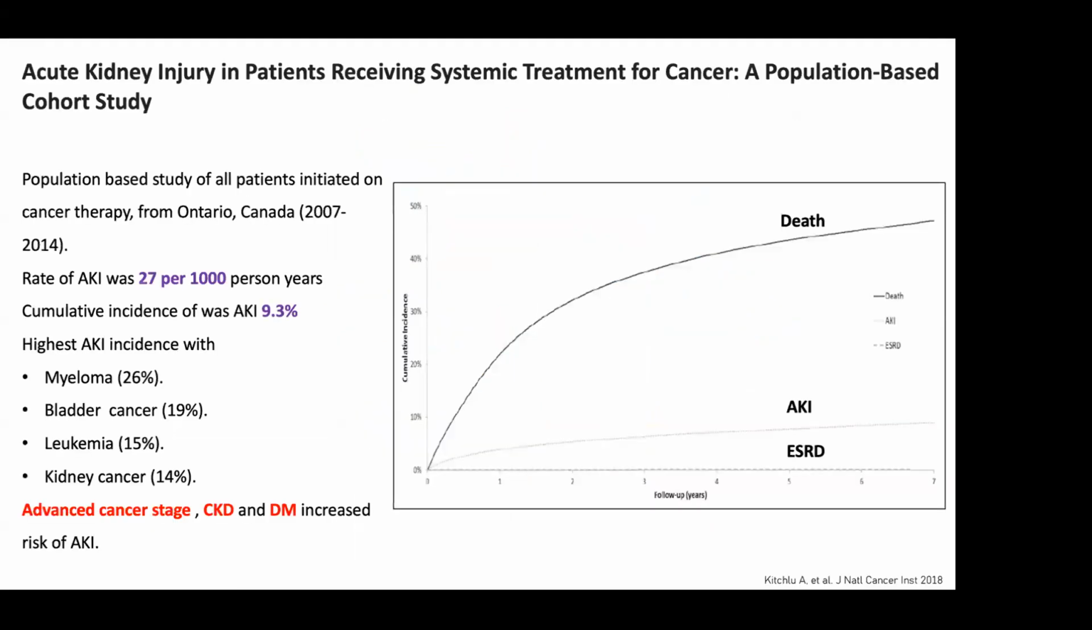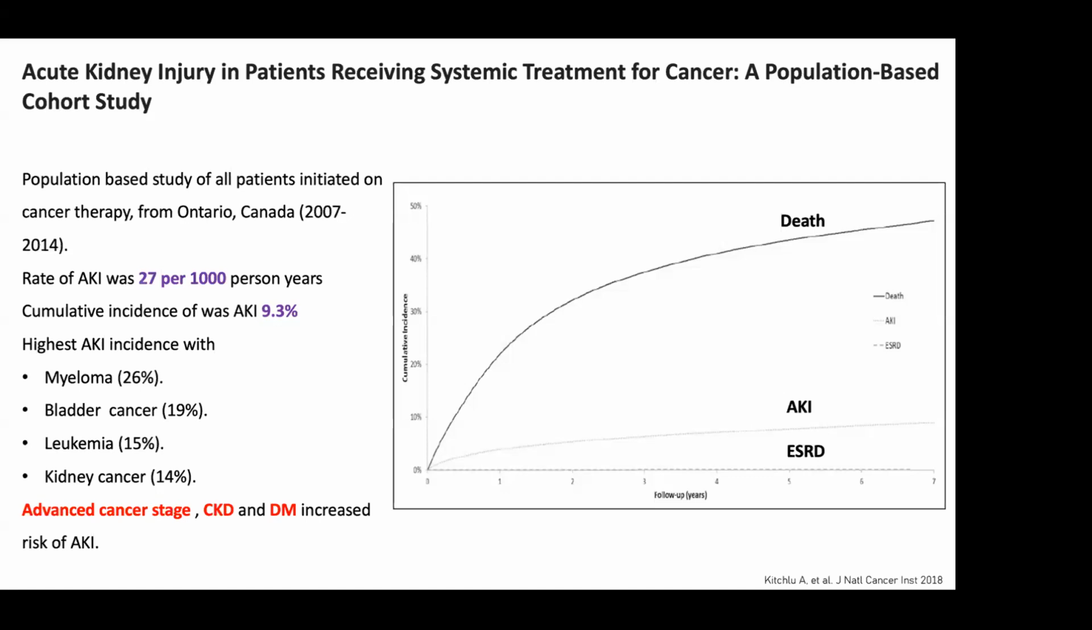I always like to highlight this study by one of my colleagues from Toronto, who did this very interesting study where they studied the incidence of acute kidney injury in patients receiving systemic therapies for cancer. And when they looked at their population in Ontario from 2007 to 2014, the cumulative incidence of acute kidney injury was noted to be 9.3.